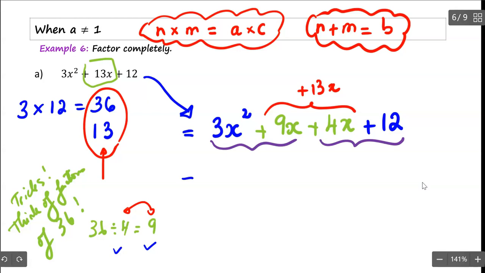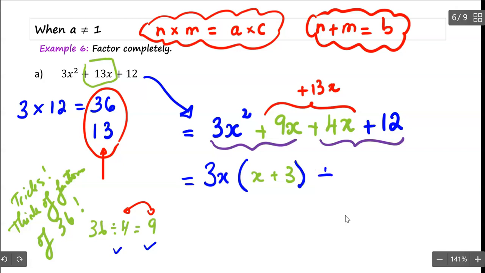So after you group this, you are going to factor out the common factor of these two. Okay, the same thing here. Factor out the common factor of these two. So the common factor of this one, 3x squared plus 9x, will be 3x. So I will have 3x, and inside the brackets, what do I get? I got x plus 3 left, right? Okay, so I have x plus 3.